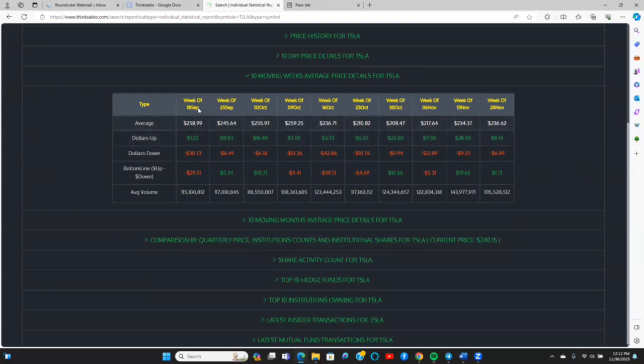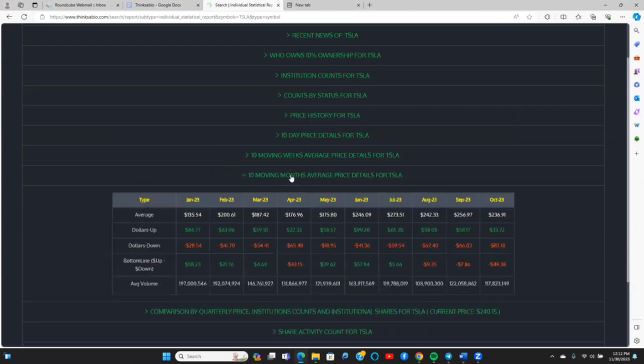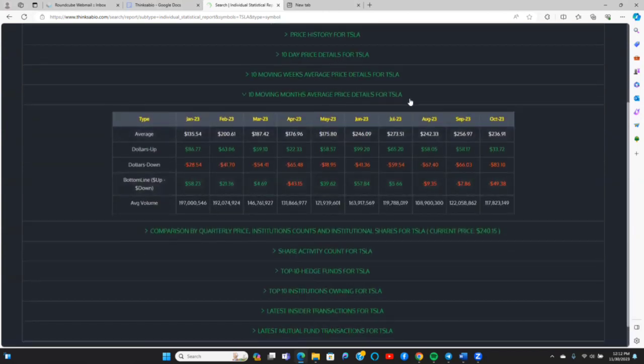Then we've got the 10-week moving average, which is similar to that, but over the last 10 weeks. So you have the average over the previous week, and then the week before that, and then how much that average has changed in dollars, and the range of it, and then the percentage of it, and then you have the average volume for that time. And then the 10-month moving average, similar to that, but it's 10 months instead of 10 weeks. This gives a bit of a wider look at it.